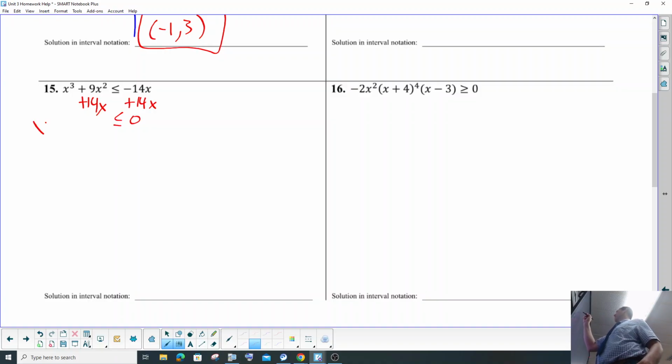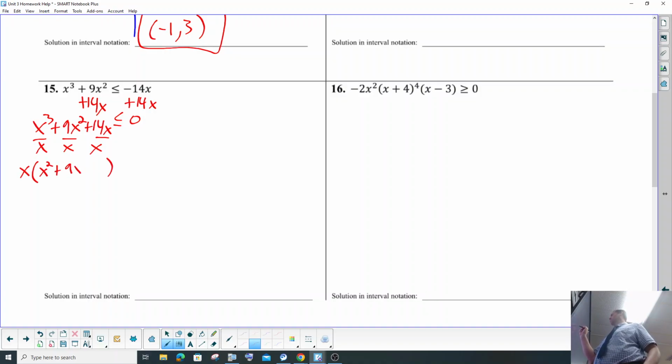And then we have x cubed plus 9x squared plus 14x. How can we factor that? Well, they all have an x in common that we could pull out. So that is going to be one of our factors at 0. So we pull that x out, we get x squared plus 9x plus 14. Can 14 factor? It can factor into 2 and 7.